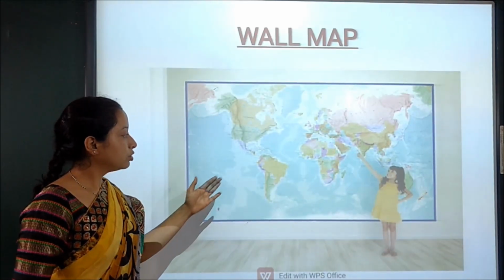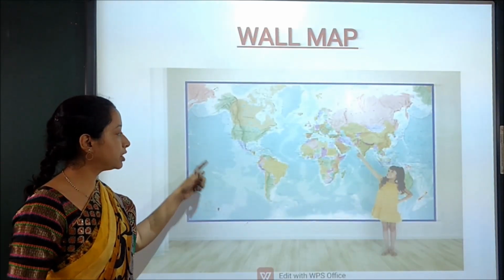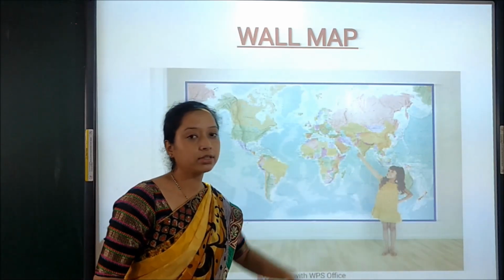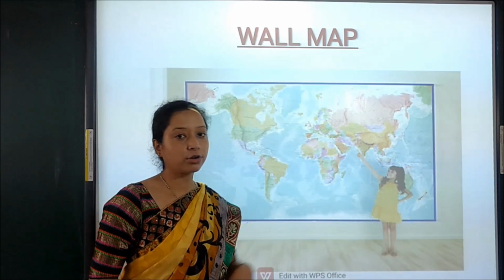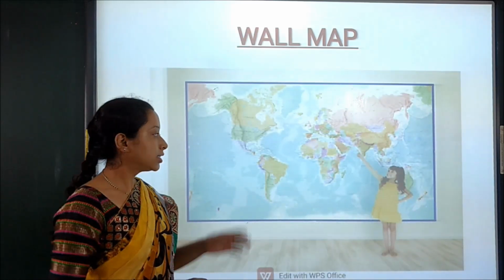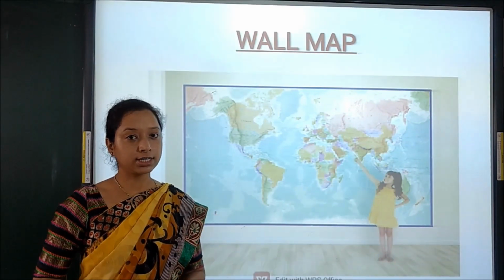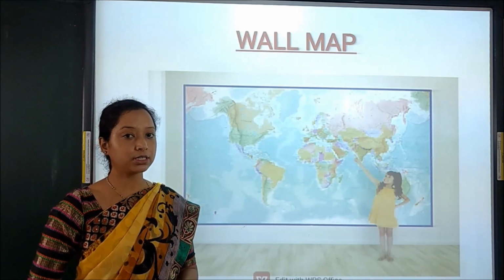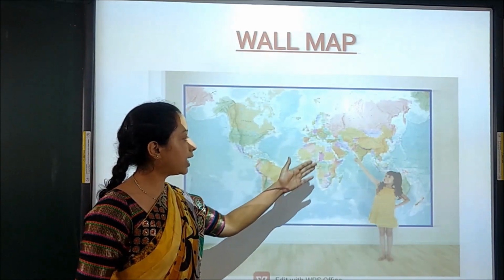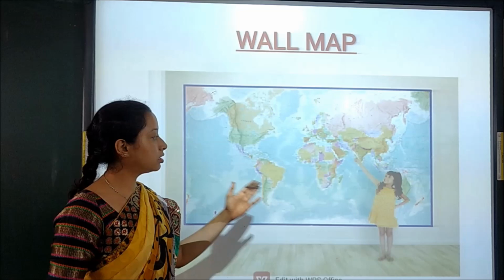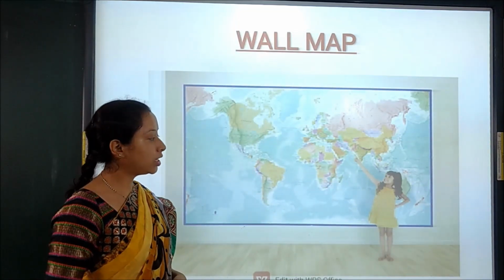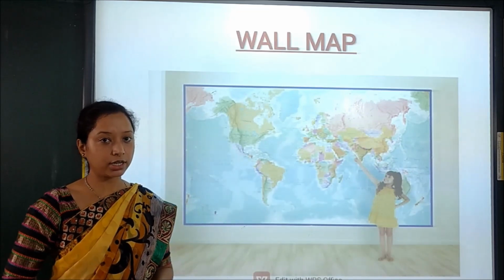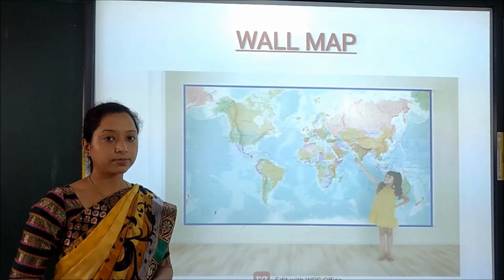So here you can see this map. On this map, this light blue color is showing the water body. So you can see there is so much water on our earth. 75% of our earth is having water and 25% of earth is having land. So now you can understand that the earth is having so much water. Now let's see how many oceans there are in the world.